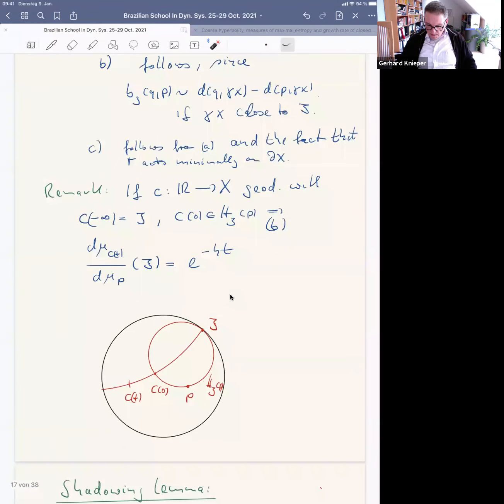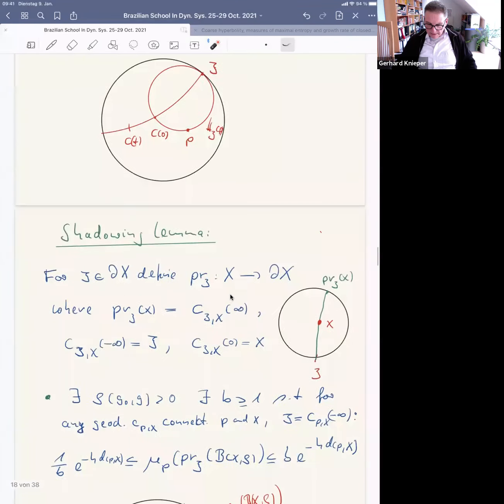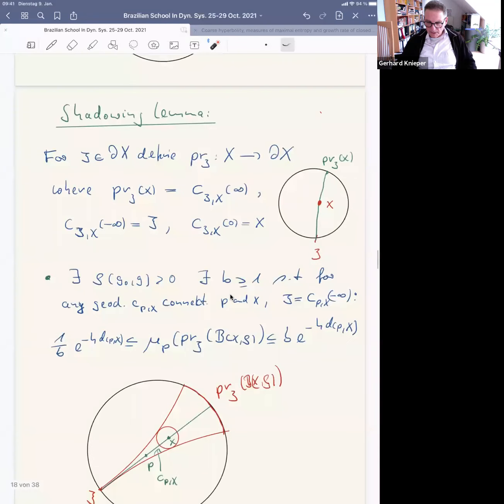And now Sullivan actually proved a very important second property of the measure, which is the so-called shattering lemma.